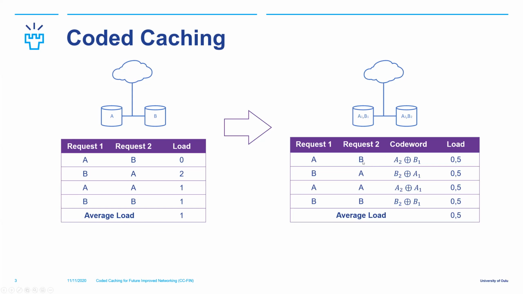Going over all different request possibilities, we see that the average load becomes half, and we see a gain of 2 here compared with the uncoded scenario. This codeword creation is why we are calling it coded caching.